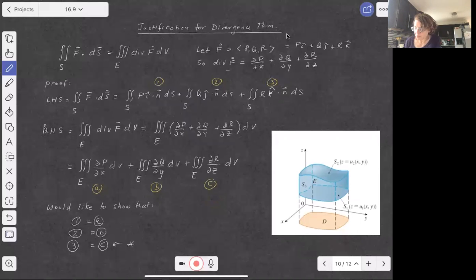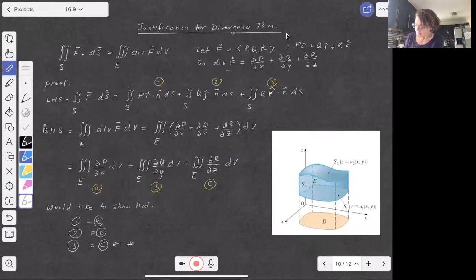Namely, what we're going to show is that the integral over E of dR/dz, integrated with respect to the volume, is equal to the integral over the surface S of R k hat dot n dS. So I need a second page to do that. Let me pause for a second.